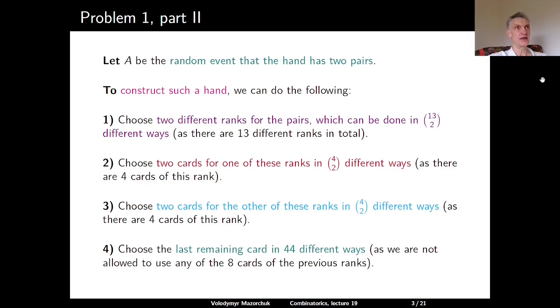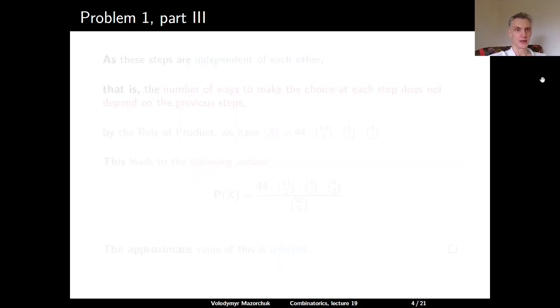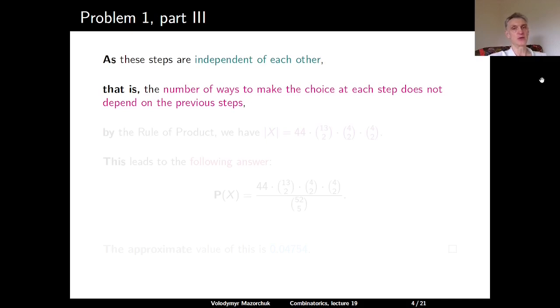Finally, the remaining card can be chosen in 44 different ways. That's because we have 52 cards in total and 2 ranks, which means 8 cards are now prohibited. What remains is 1 out of 44 remaining cards, so we can do it in 44 different ways. And these steps are independent in the sense that the number of ways to make a step doesn't depend on the outcome of the previous steps.